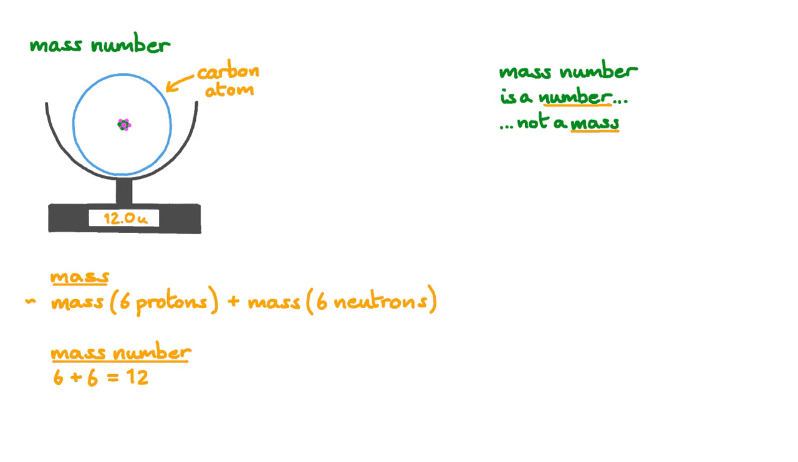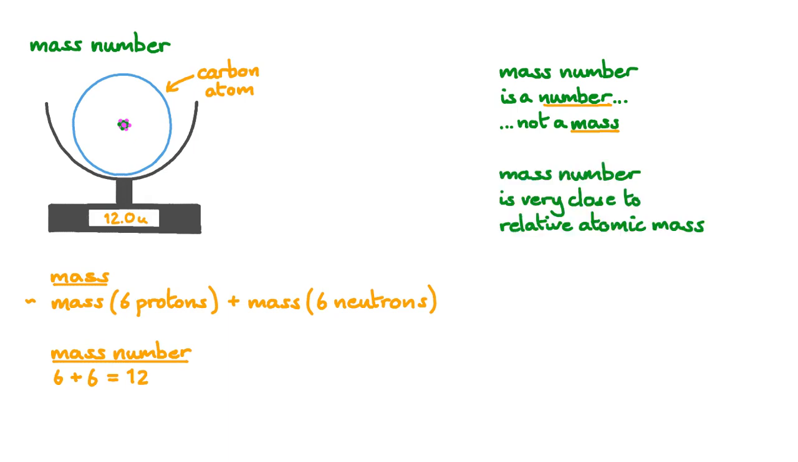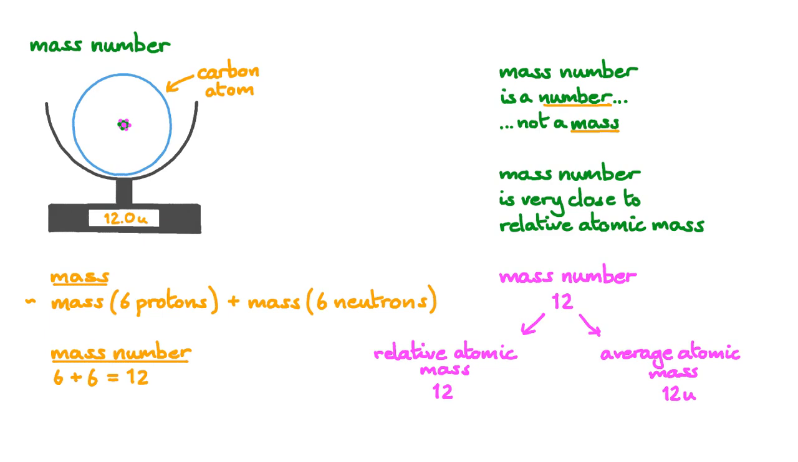So that begs the question, why is it called mass number at all? The mass number is called mass number because it's very close to the relative atomic mass for that atom or ion. This is usually good enough for a rough calculation. Uniquely, for this type of carbon atom, the mass number and the relative atomic mass are identical, and the average atomic mass for this type of carbon atom is 12 unified atomic mass units.